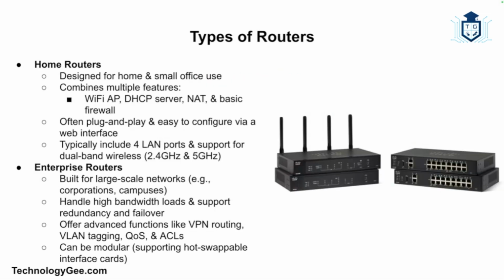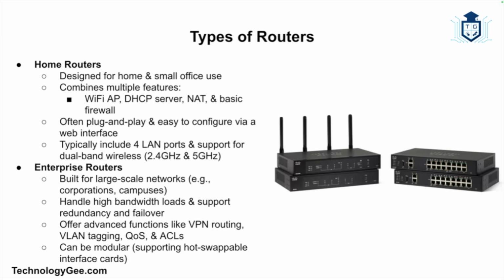All right, next let's talk about the types of routers that are out there. So there isn't just one type of router out there. There are a few types that you need to know about. The first is called a home router, and this is what you have in your house right now. So these are consumer grade routers that are found in homes and small offices. And they usually include Wi-Fi, DHCP, NAT, and some firewall capabilities.